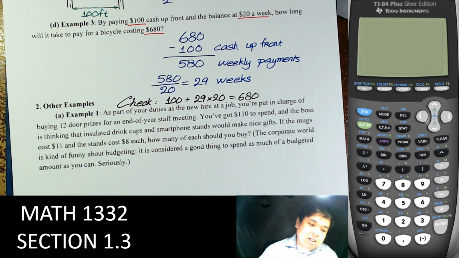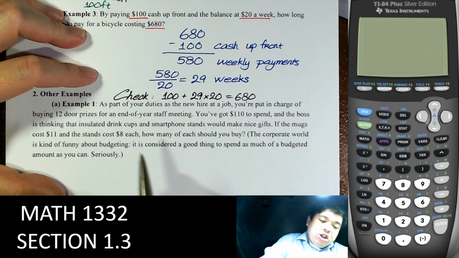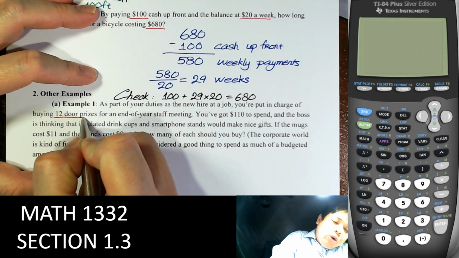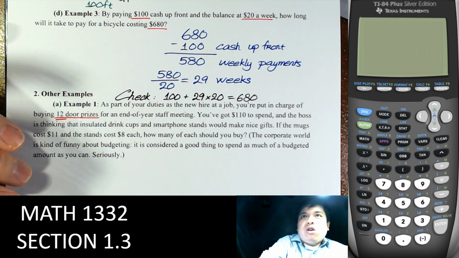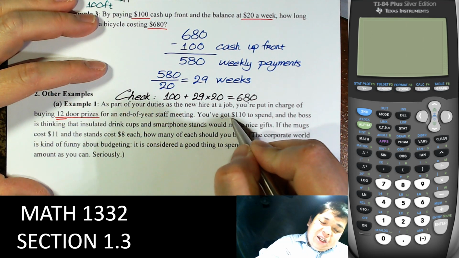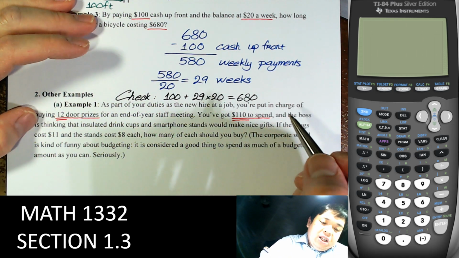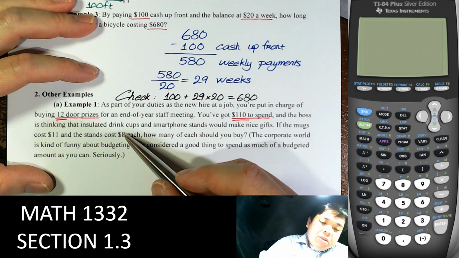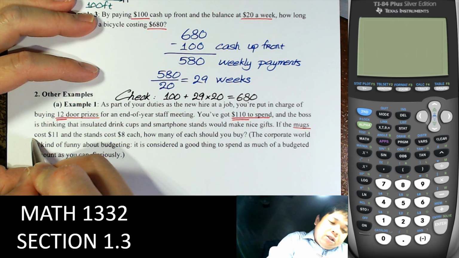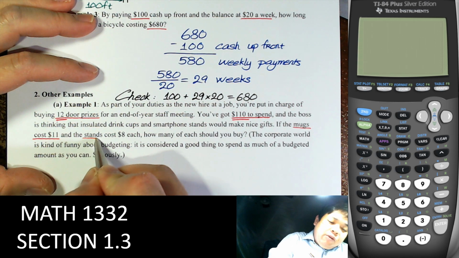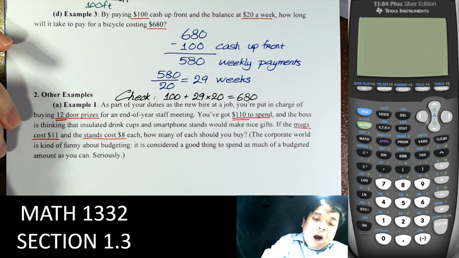Alright, our next problem is a little more interesting and the solution a little bit indirect. So it's a new high in chart buying $12 prices. So we need 12. Usually we focus on the numbers, and $110 to spend. The boss is thinking insulated cups and smartphone stand. Mugs cost $11 and the cell phone stand $8 each. How many should you buy?